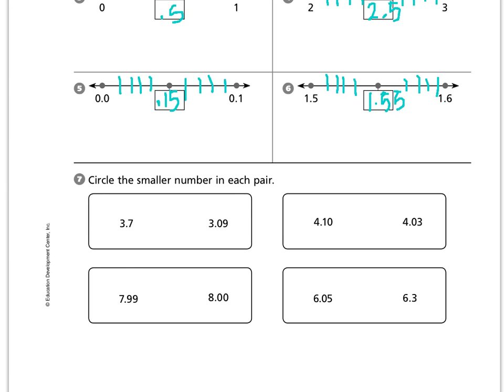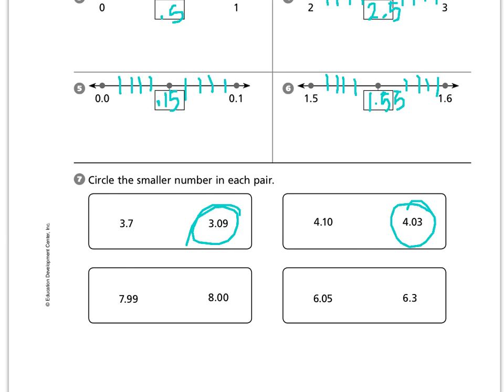Circle the smaller number in each pair. So first look at the whole number. I know that 3 and 3 is the same. 7 is greater than 0 though, so the smaller number would be 3 and 9 hundredths. 4 and 4 is the same, but 1 is greater than 0, so 4 and 3 hundredths is the smallest.